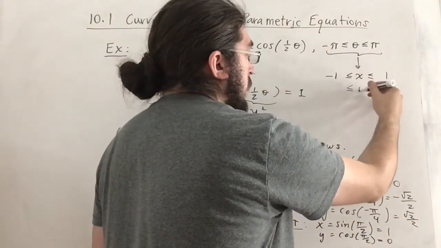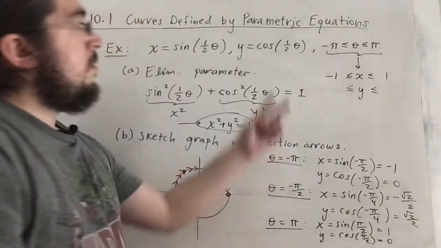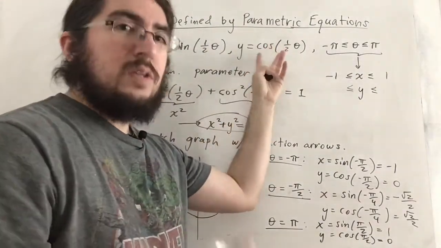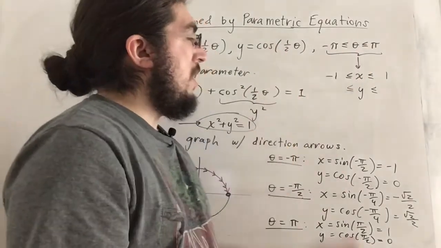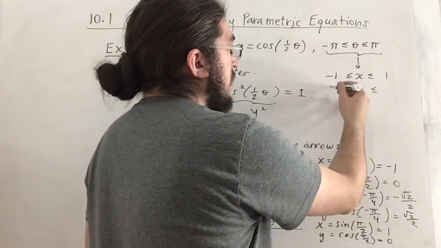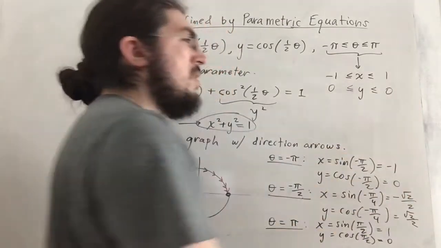Well, if you plug them into y, we'll get sine of negative pi over 2 is 0. Cosine of negative pi over 2 is 0. Cosine of positive pi over 2 is also 0. So we get that y would be in between 0 and 0, and that doesn't really work out.